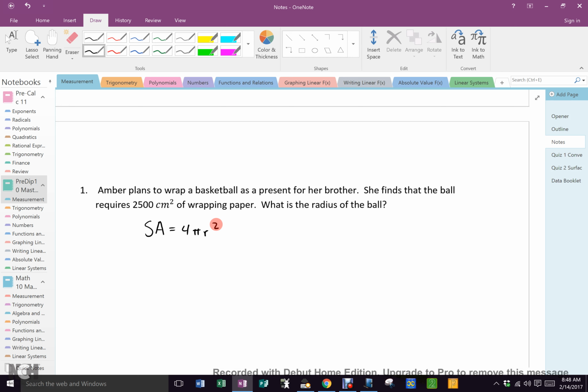But I do know that the surface area happens to be 2,500 centimeters squared because, of course, I measured my wrapping before I wrapped it up.